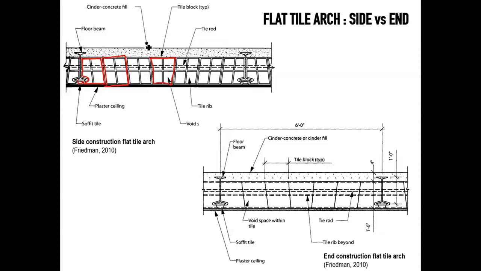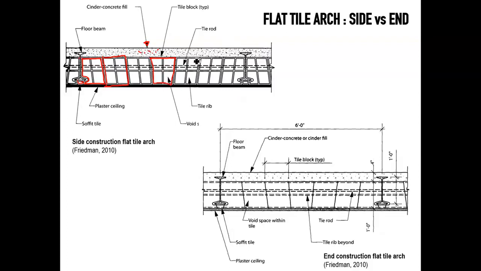Then, of course, like in the other examples we saw before, we see a concrete slab here that very often we make with cinders as aggregates too. So it's a lightweight concrete topping that completes the floor and that distributes the load evenly onto this flat tile arch.